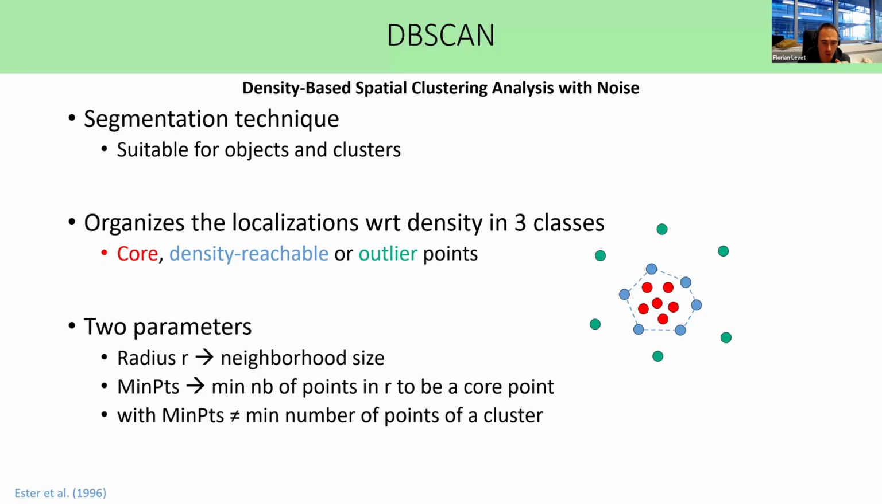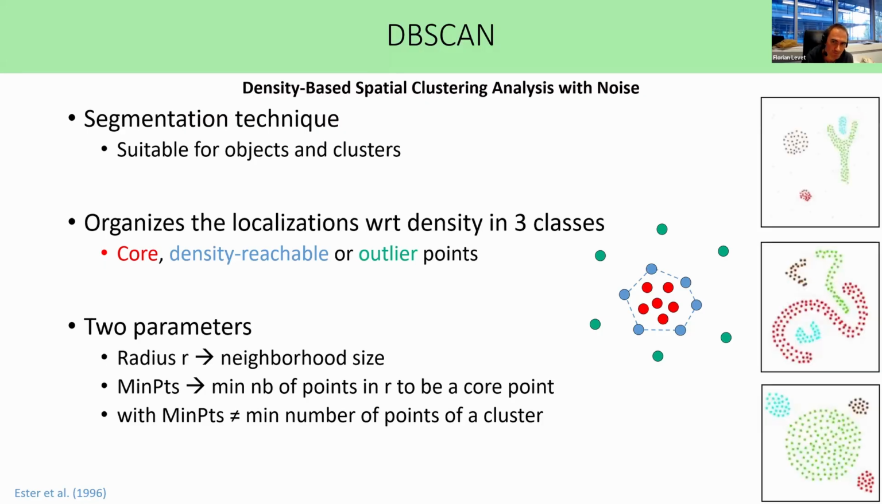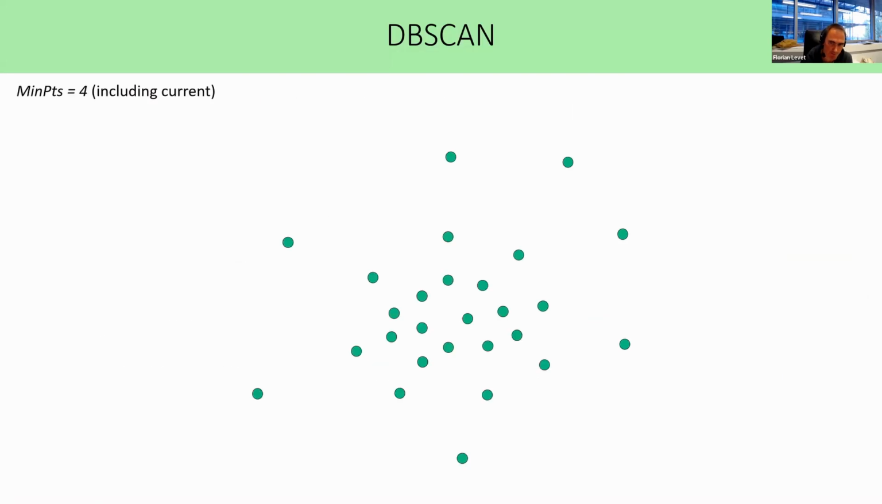And it uses two parameters: radius R, that is the neighborhood size in order to compute some kind of a density, and min points, which is the minimum number of points in R to be a core point. So for a point to be classified as a core point, which is different from the minimum number of points of a cluster. And with that, you can really do some nice segmentation of things that are not isotropic, as you can see. It's only dependent on the parameters that you will define.